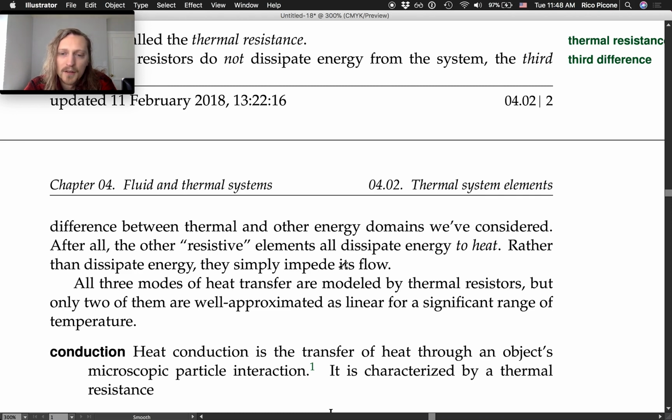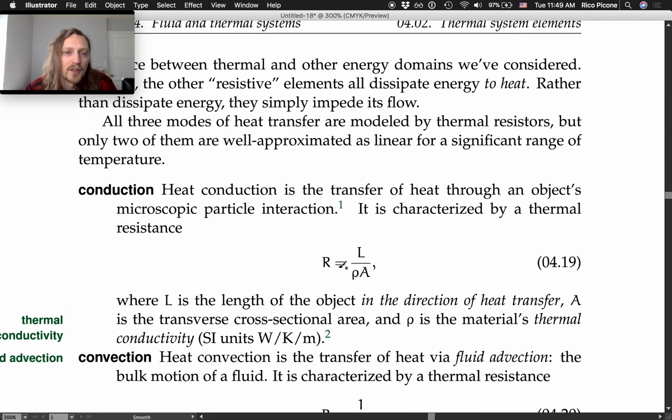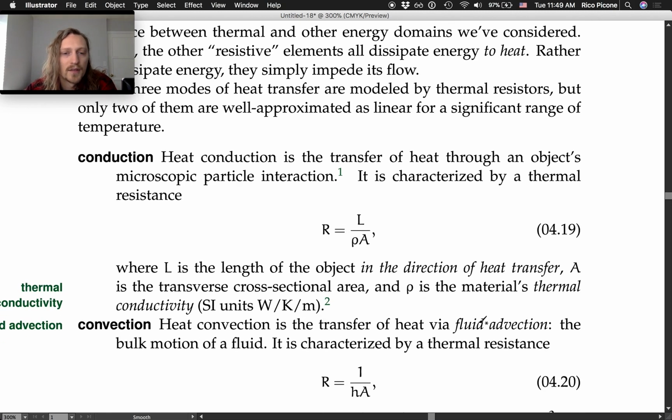All three modes of heat transfer are modeled by thermal resistors, but only two of them are well approximated as linear for a significant range of temperature. First is conduction. Heat conduction is a transfer of heat through a particle interaction. It is characterized by a thermal resistance R equals L over kA, where A is the transverse cross-sectional area, and k is the thermal conductivity.